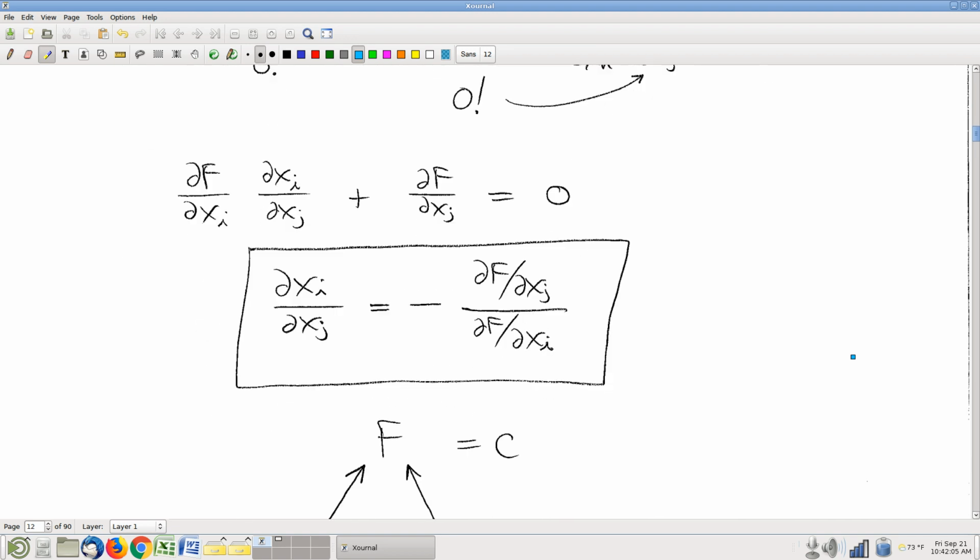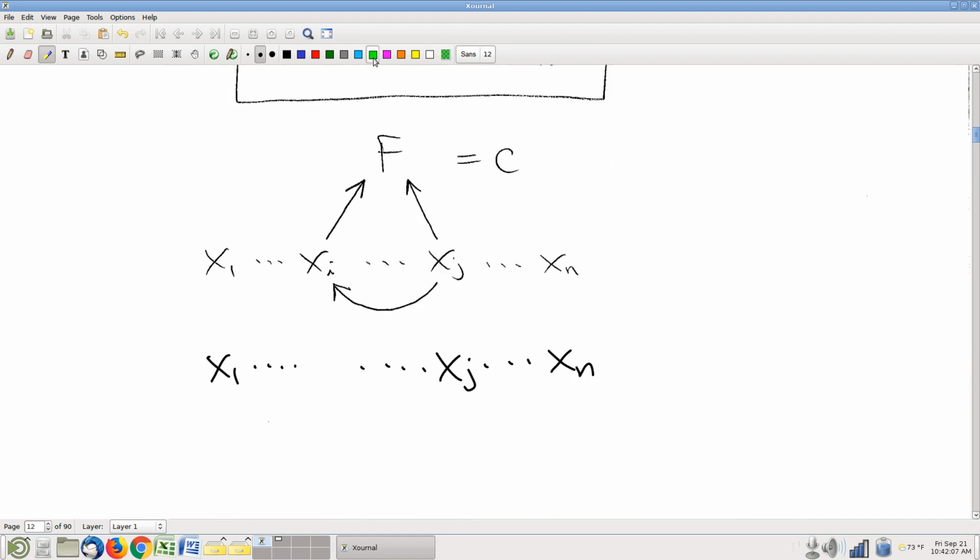Okay, well, come down here to our picture. Here's our xi. And here's our xj. And this partial derivative here is what I want to compute. Now, everybody on board?